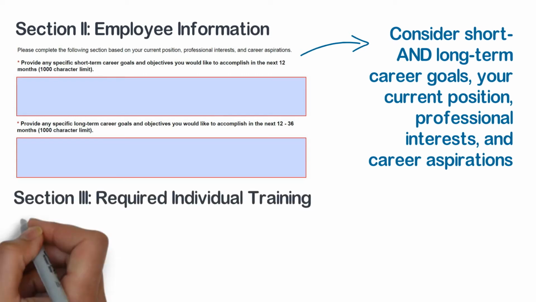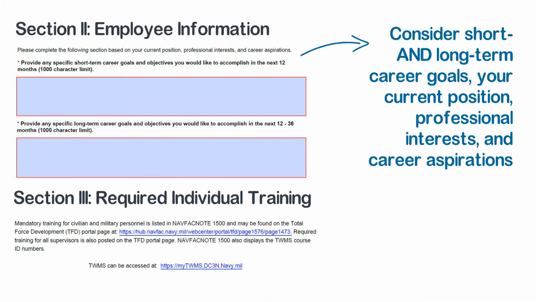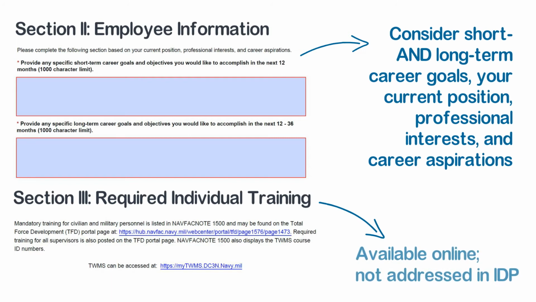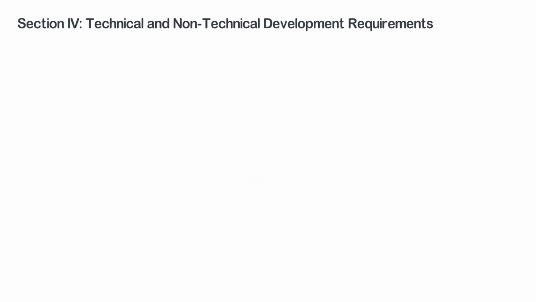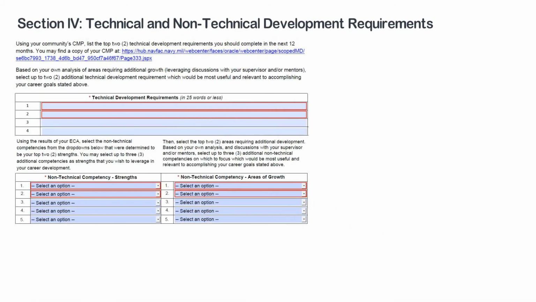As a reminder of the mandatory training you'll need to take during the year, Section 3 provides links to those requirements, which are posted on the NAVFAC portal. That mandatory training is not addressed in this individual development plan, but you can click on the links to check out what's required. Section 4 is where you use your representative community management plan to identify your top technical development requirements for the next 12 months.